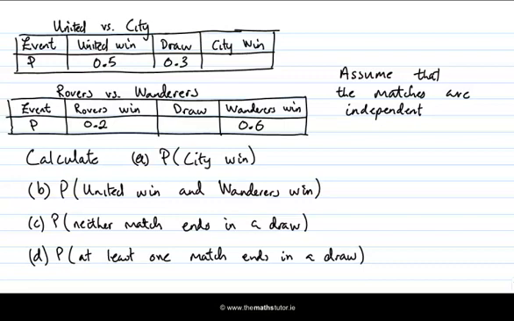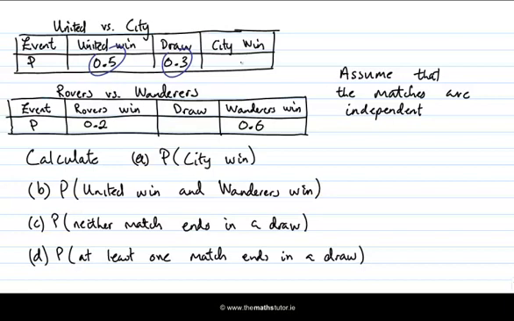Okay, so the first one, we want to calculate the probability that City win. So that's just to do with the United versus City match. What do we have here? We know the probability of a United win, the probability of a draw, and the only other outcome is the City win. One of the basic facts about probability is that the sum of all the probabilities of all of the outcomes must be 1. So whatever the probability of a City win is, it must be the number so that when I add up these three numbers, I'm going to get 1.